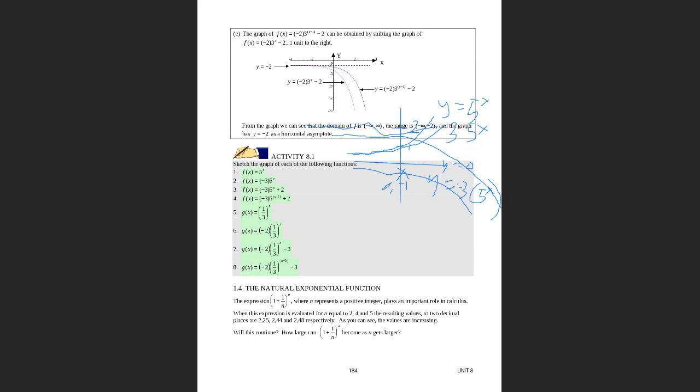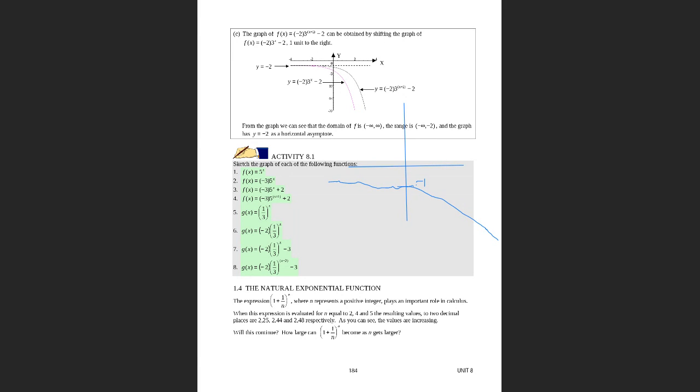Please let me draw it again. Let us remember that now we have this graph. When we reflected with -3, it will be -1. So our graph is going to be like this. So here is -3 times 5 exponent x.